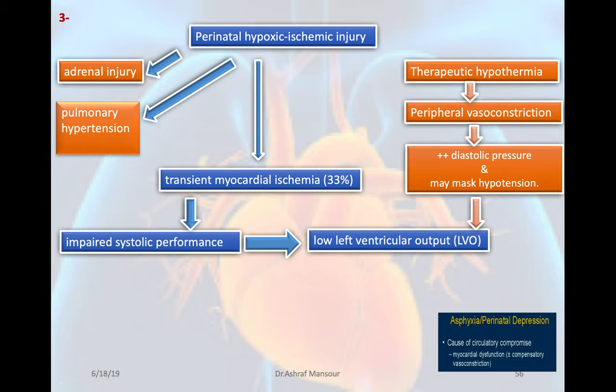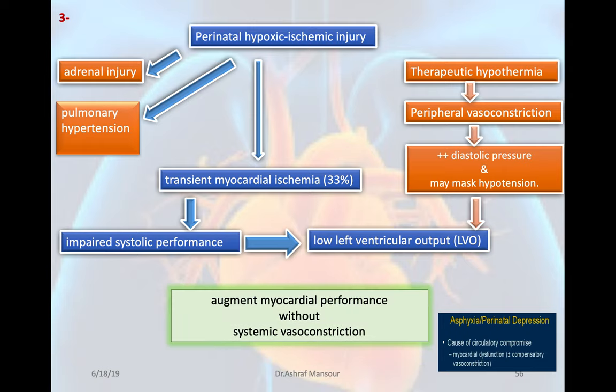Transient myocardial ischemia is best treated by dobutamine, with its inotropic action and lusitropic action. So augment the myocardial performance without systemic vasoconstriction. If you give a vasoconstrictive effect, you have already masked hypotension, and you have high afterload as a compensatory effect and as a therapeutic hypothermia.